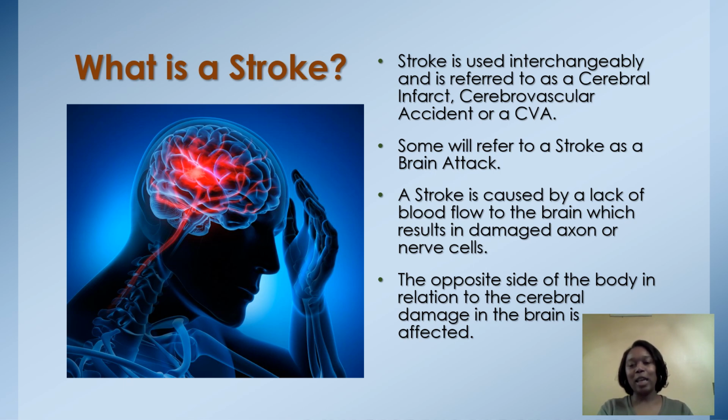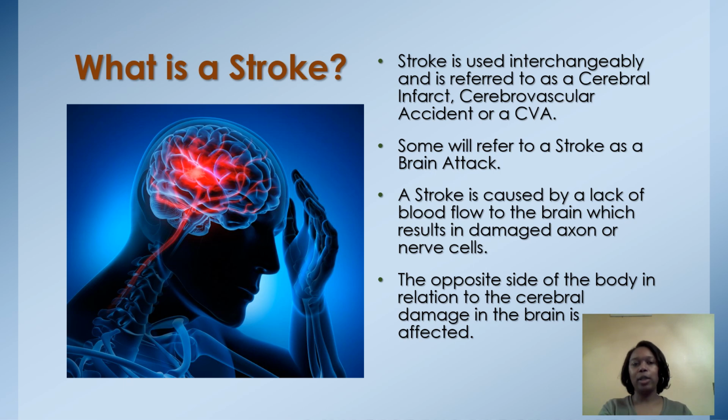So I want to explain to you cerebral infarct. It means the death of brain tissue. And as we get more into what a stroke actually is, what actually occurs, you will understand why cerebral infarct is the official name for a CVA. A stroke is caused by a lack of blood flow to the brain, which results in damaged nerve cells. The opposite side of the body is affected in relation to the cerebral damage of the brain.